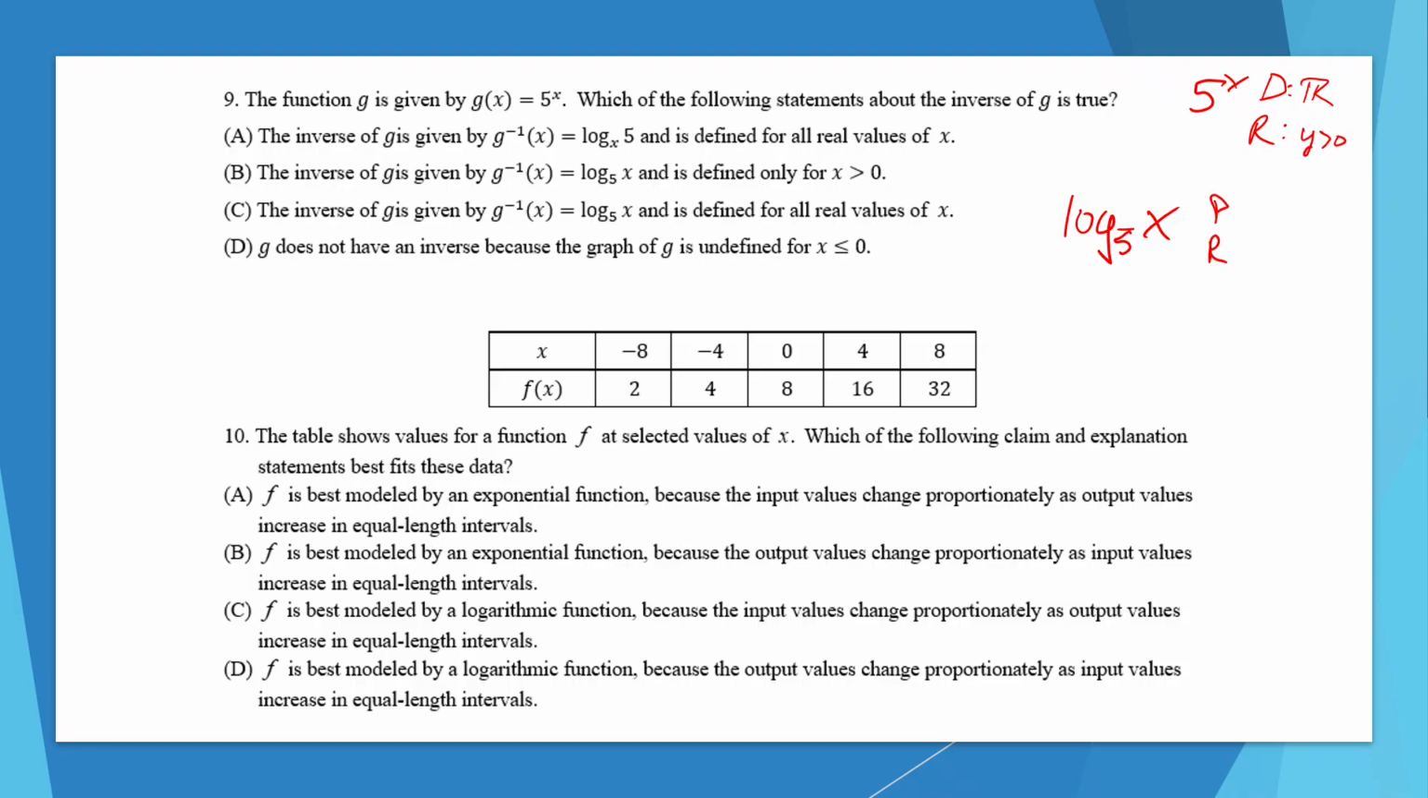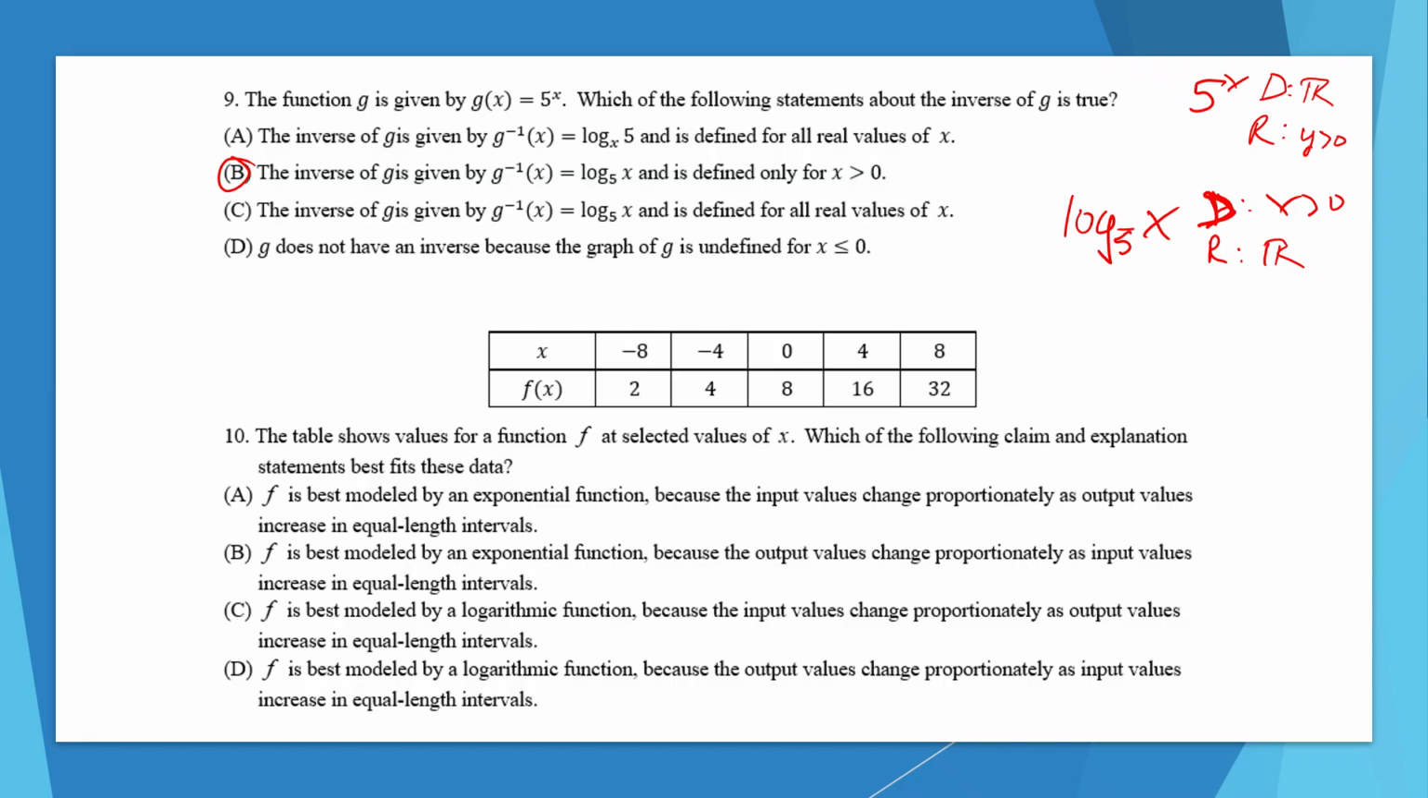So then for this logarithmic function, our domain and range should be switched because they're inverses, right? So our range is going to be all real numbers, and our domain, this should be D for domain, should be x is greater than 0. So our correct answer is B. The inverse of g is given by g inverse of x equals log base 5 of x, and is defined for only x is greater than 0. That is our answer for 9.